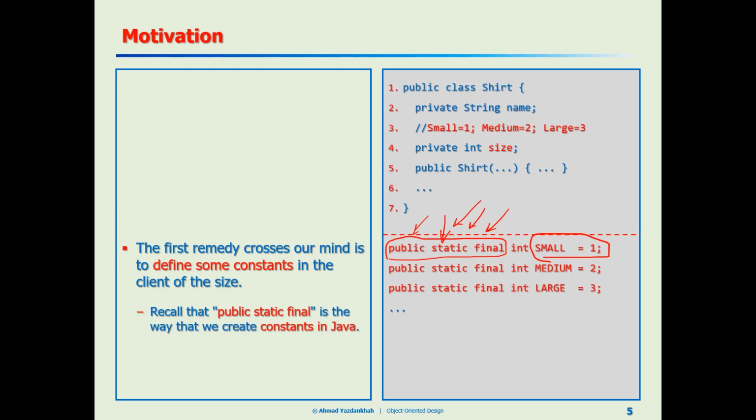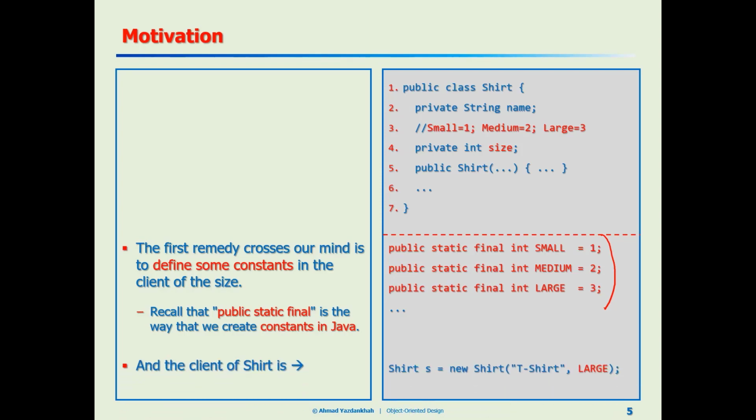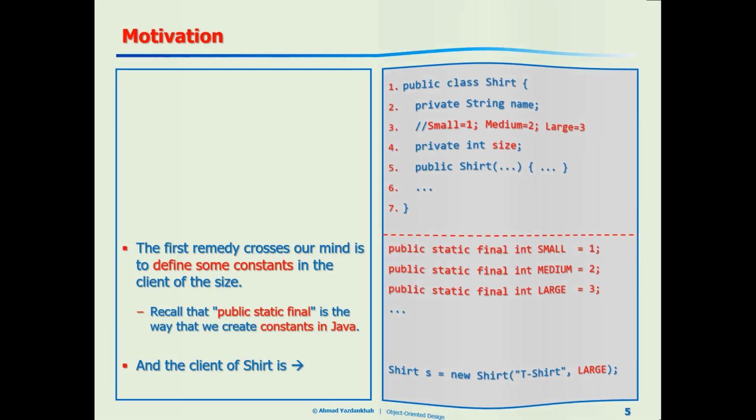Okay. So can this cure the problem that I just mentioned in the previous slide? Yeah, so let's see. Now, how can we instantiate this shirt class? Very easy. Instead of using that magic number, we now have a defined constant, right? Okay, so let's see, do we have any problem with this in the next slide?